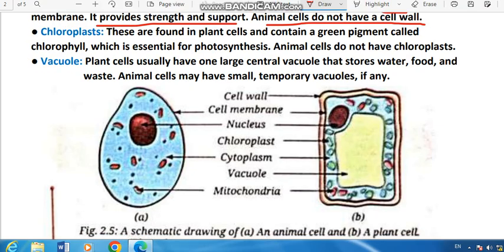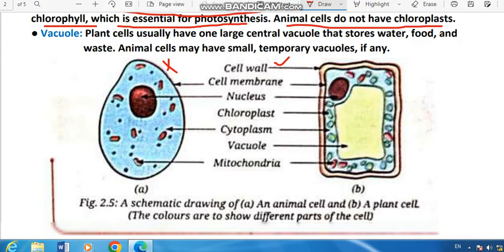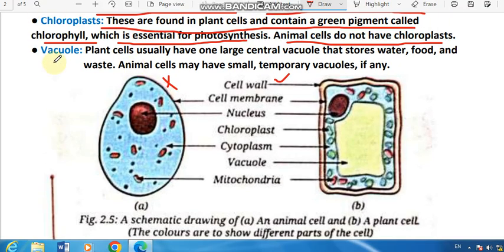Second, chloroplasts. These are found in plant cells and contain a green pigment called chlorophyll, which is essential for photosynthesis. Animal cells do not have chloroplasts. Third, vacuole. Plant cells usually have one large central vacuole that stores water, food, and waste. Animal cells may have small temporary vacuoles, if any.